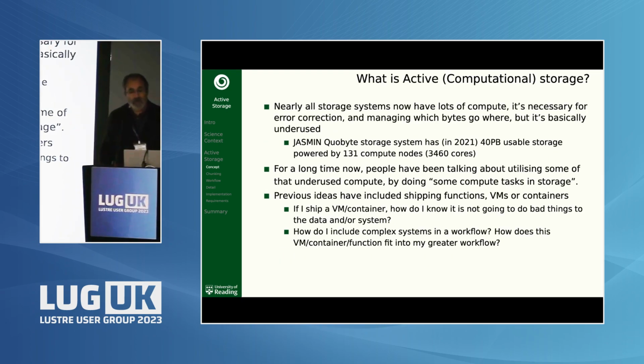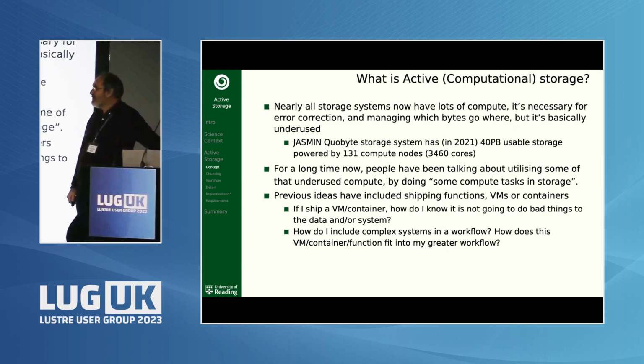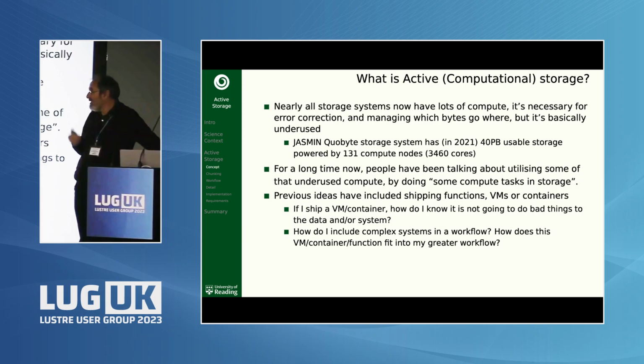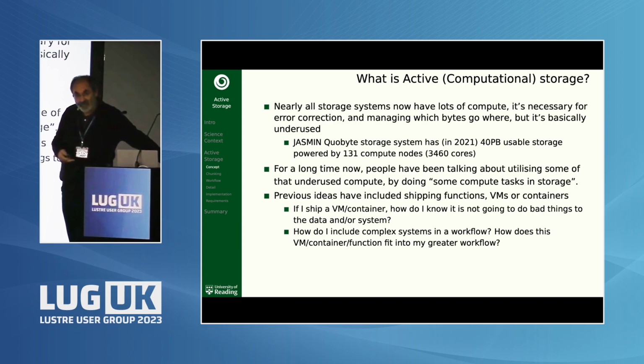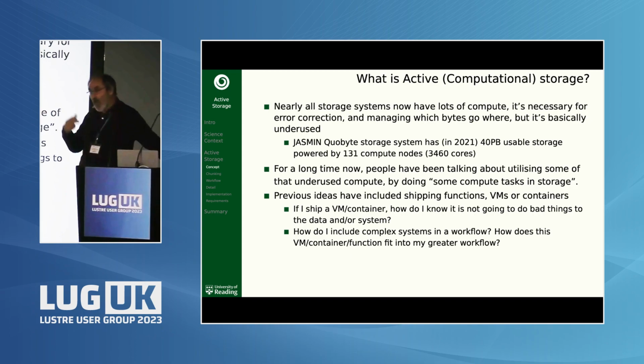As you, I think, all know, all storage systems have rather a lot of compute in them nowadays. The JASMIN system that I used to be responsible for had a 40 petabyte piece of storage with Quobyte, the software running the storage, sitting on 131 compute nodes, which are doing a bit of error correction and shuffling the bits and bytes around, but are actually not really doing very much. So the question is, can we use the compute that sits inside storage? And some modern storage is using GPUs to do error correction or whatever. So there's quite a lot of compute available if we could just work out how.